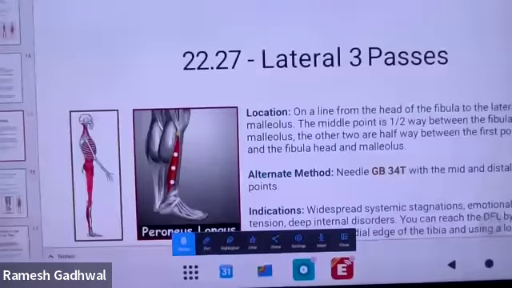I am asking Indian students, not Nigerians. I request the Nigerians, please keep quiet. This is right, sir. Point 34, GB34.